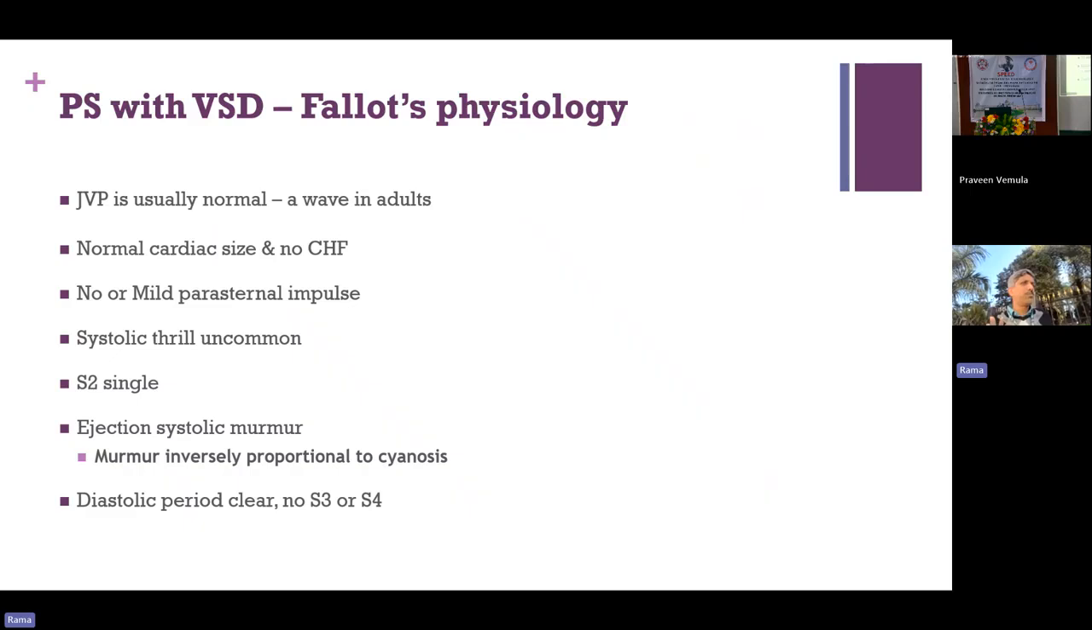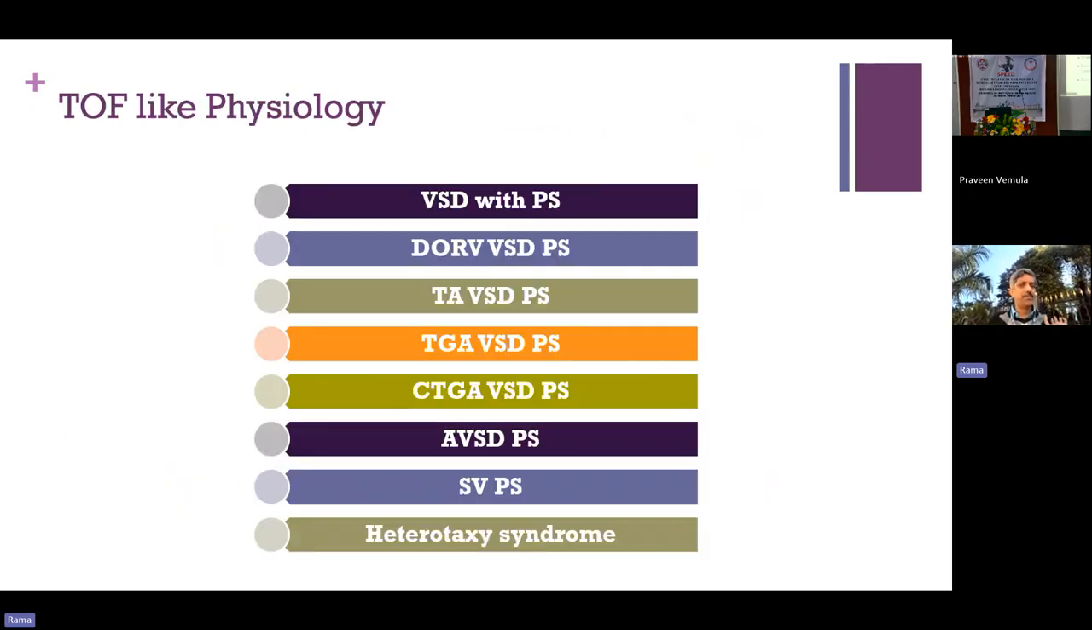The same thing holds true in Eisenmenger also. Most Eisenmengers don't have a loud murmur. A loud murmur means PS, and that is also with an intact septum. So the diastolic period is also clear. The simplest thing to remember is tetralogy physiology has literally no major clinical finding except for a short little murmur.